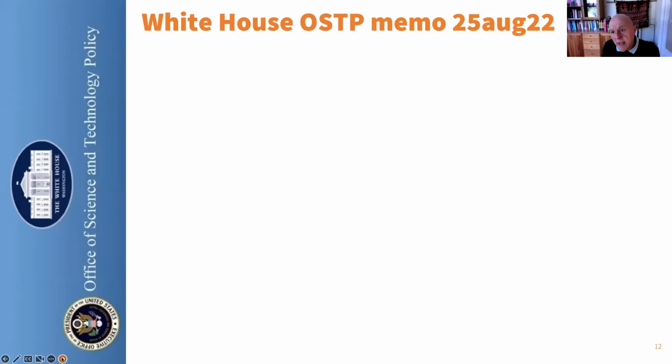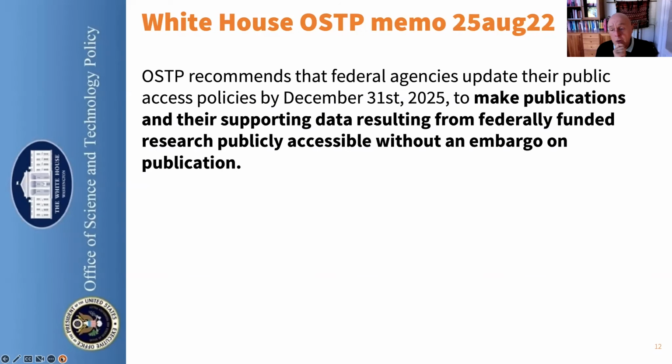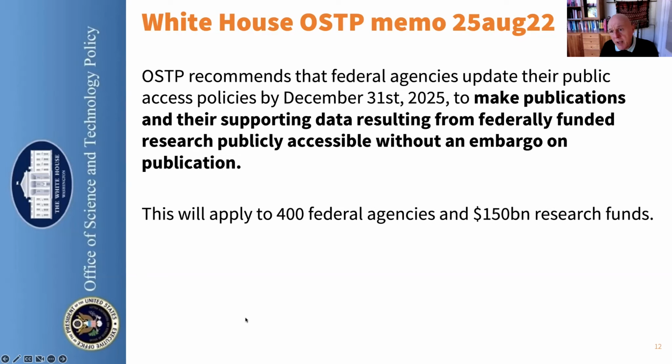This, of course, has now been echoed by the White House OSTP memo, the Office of Science and Technology Policy. OSTP now recommends that all the federal agencies in the US update their policies to immediate open access. So all research has to be available in a repository without an embargo on publication as of 2025. And this will apply to 400 federal agencies and $150 billion in research funds. So this is really important.